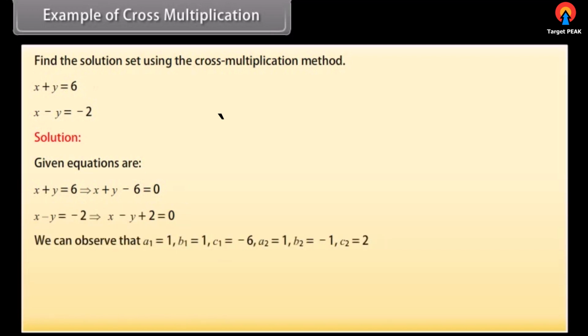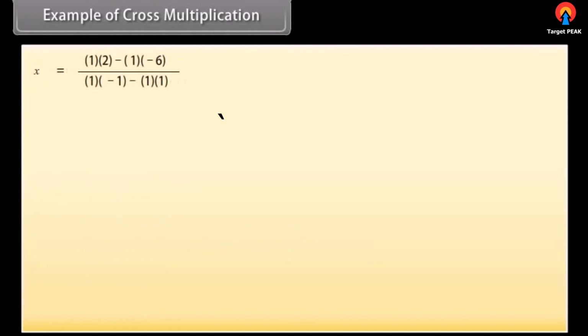We can observe that a1 = 1, b1 = 1, c1 = -6, a2 = 1, b2 = -1, c2 = 2. The solution for x is given by x = (b1 c2 - b2 c1) / (a1 b2 - a2 b1). Now by substituting the values we get x = (1 into 2 - (-1) into (-6)) / (1 into (-1) - 1 into 1). By calculating we get x = 2.